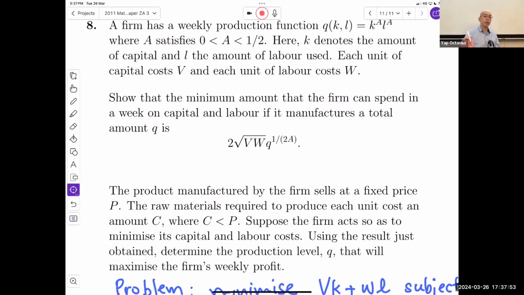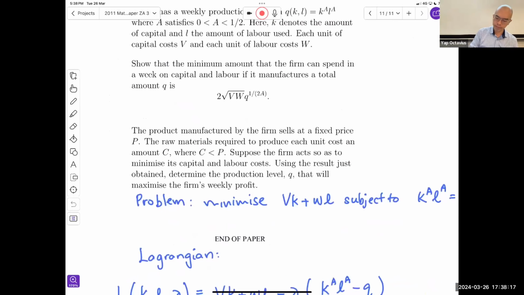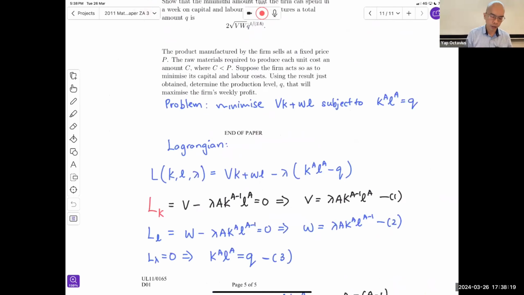Okay, so we got all our information ready. Total revenue is P times Q. Total cost is C times Q, plus your labour and capital charges. This part is a little bit strange, because now we don't have numbers. If you have numbers, this is not so strange. Okay, so come, let's write it down. Let me cut the question below.